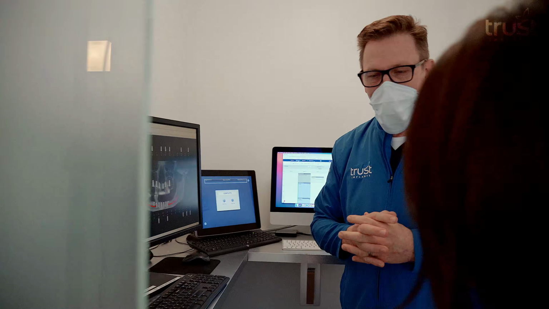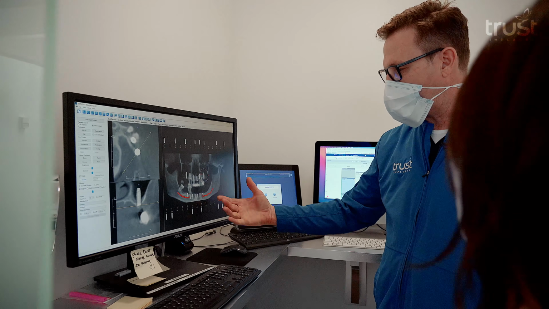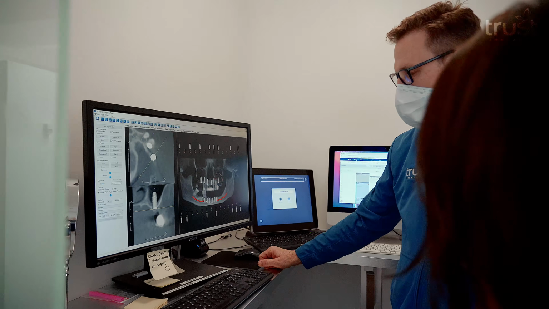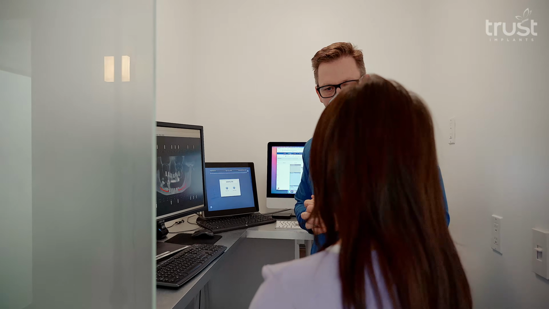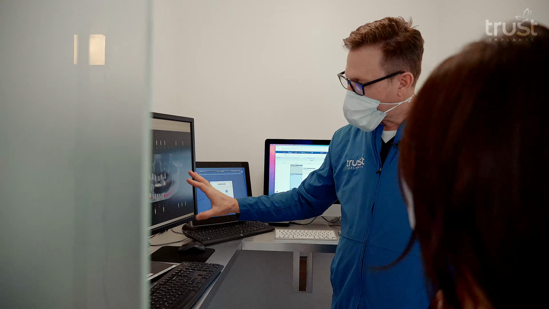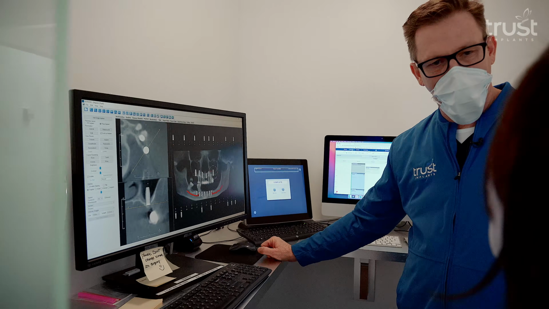So this is an idea as to how the surgery would go about, how many implants we would be placing, and then from there we would just need to figure out how to take the next step and move forward. So, do you have any questions about the X-ray or about the treatment itself?